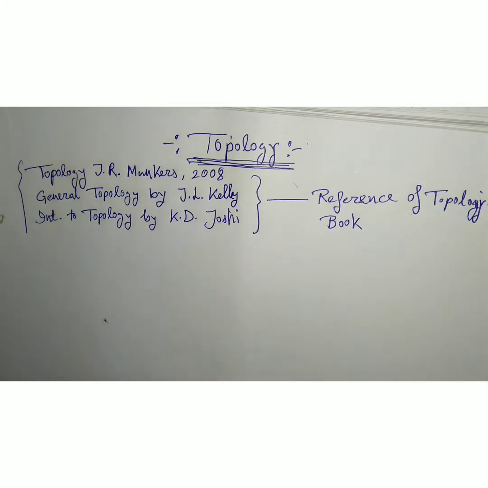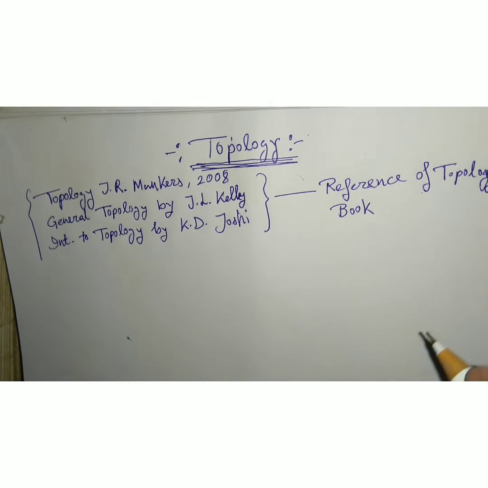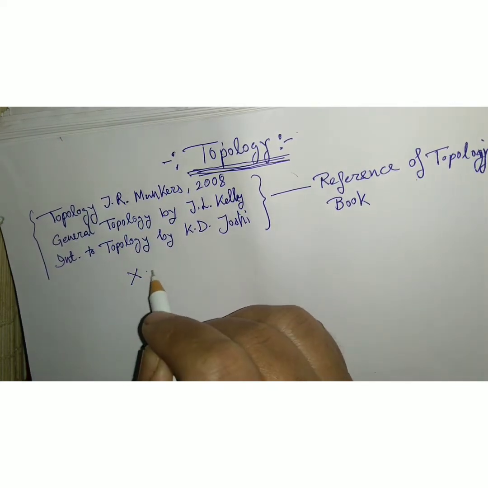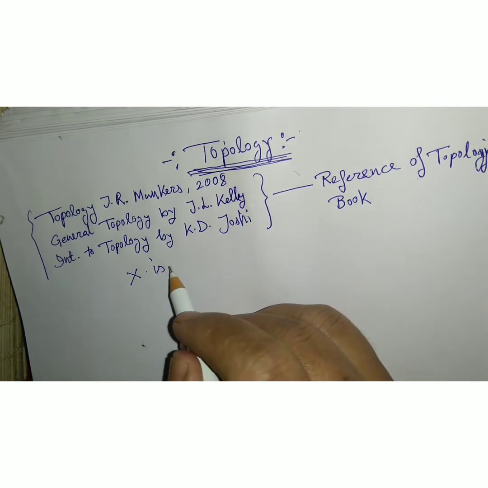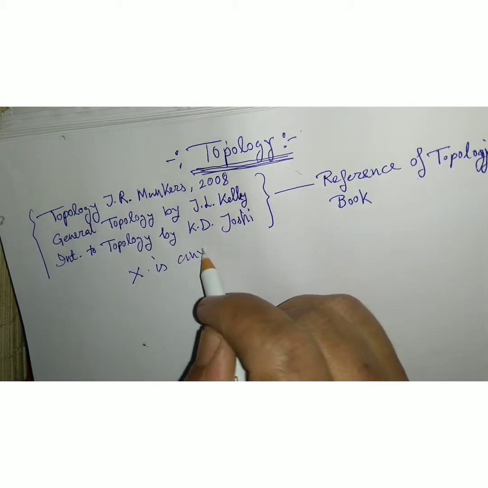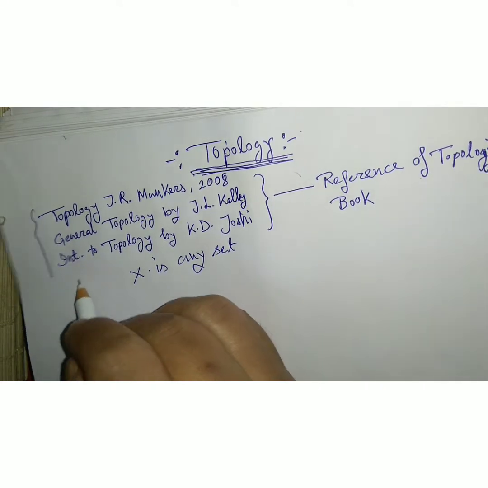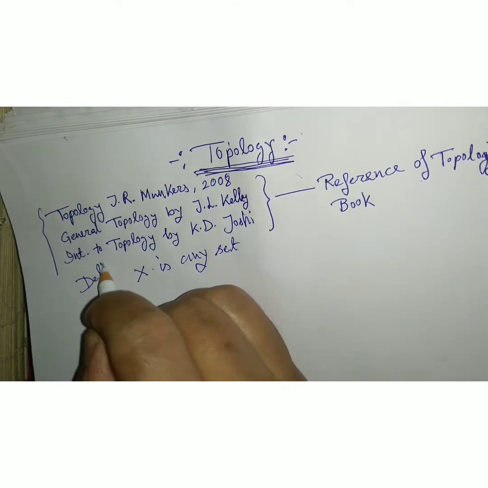Okay, now I will discuss what is topology. Topology means a collection of subsets, where X is any set. Okay, X is any set. I start the definition of topology.